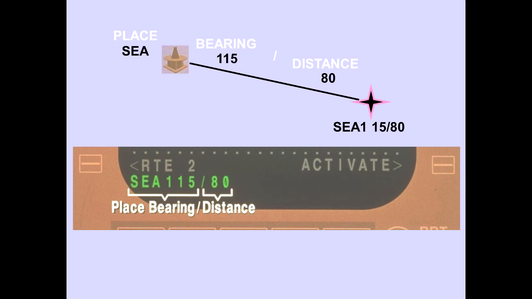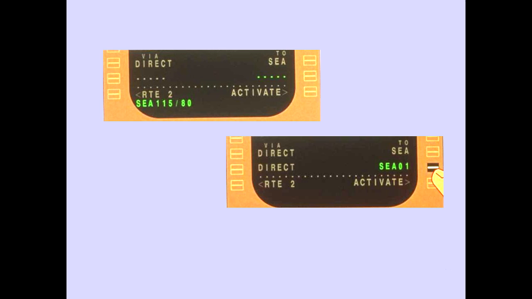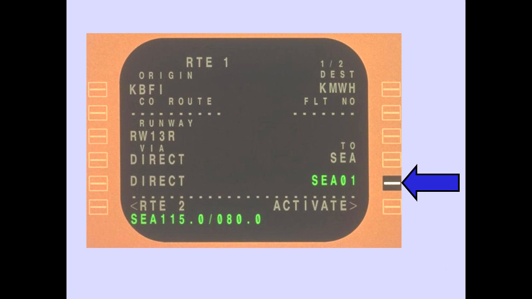A place-bearing distance waypoint is created by entering the place, followed by the bearing, a slash, and the distance. Any waypoint can be used as the place. Entering the place-bearing distance in the route abbreviates the scratchpad entry to a 5-character identifier. Line selecting a waypoint identifier displays the place-bearing distance in tenths of a degree and miles.